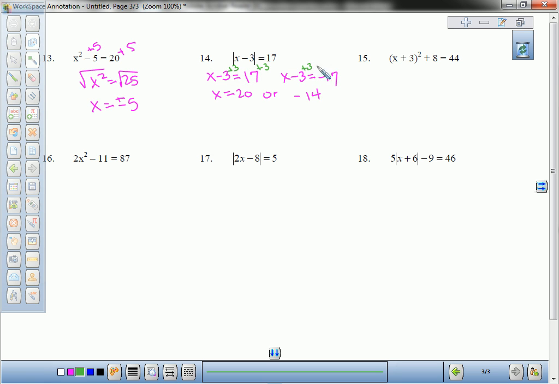Okay, so check this one. This will be on our test next week. Absolute value was on your last quiz. It'll be on our test next week.